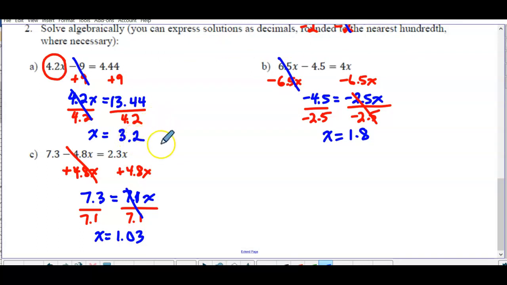Okay, it says nearest hundredth where necessary, so these went to the nearest tenth. You don't put in zeros on those because it's not where necessary. You don't have to round. Those were terminating decimals. Okay, so this one we do have to round. Okay, and that's it.